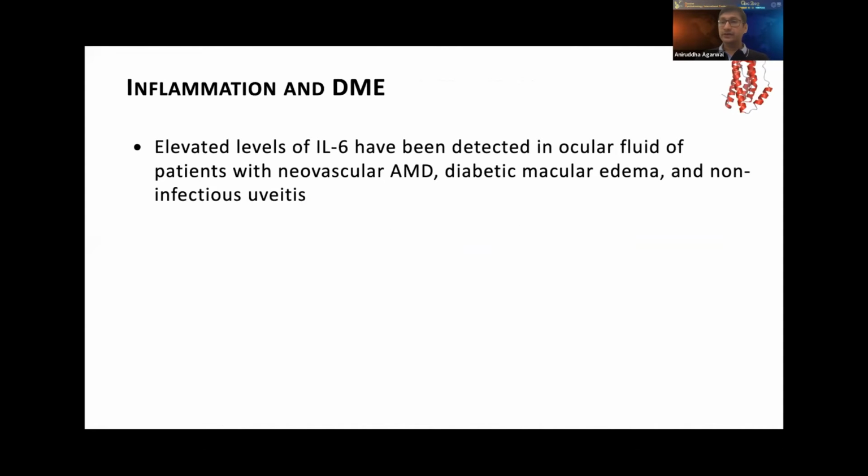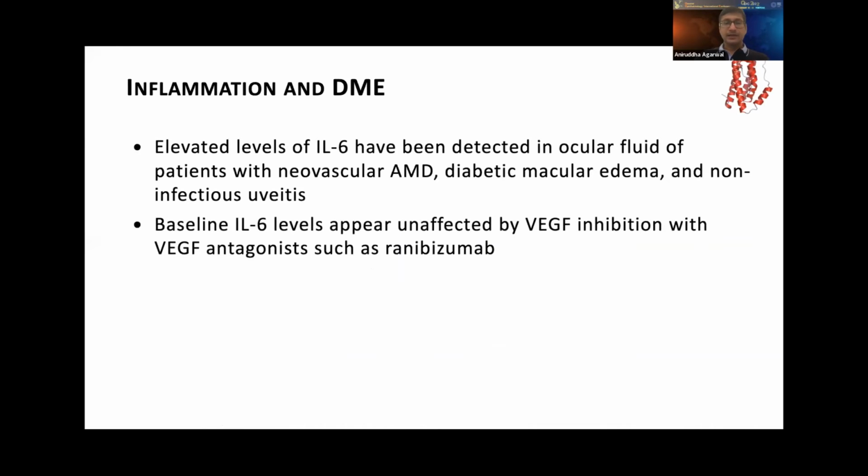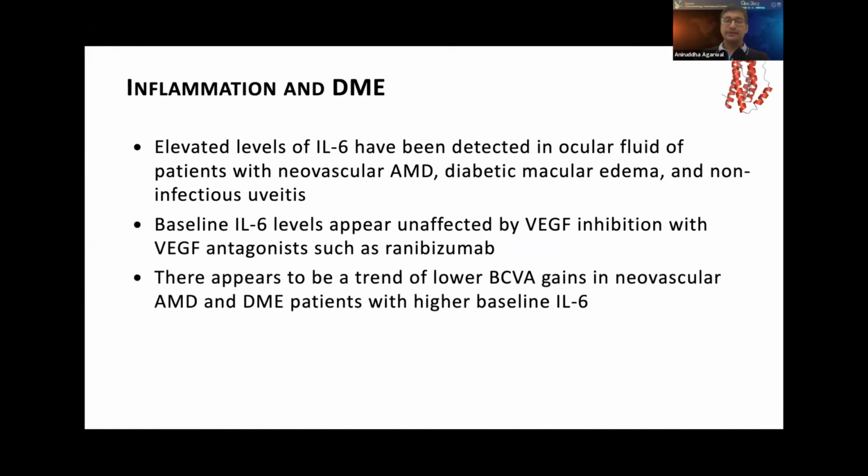And elevated levels of interleukin 6 can be detected in ocular fluids, not only of DME, but now we know it happens also in AMD and also in non-infectious uveitis. And baseline IL-6 levels are not affected by VEGF inhibition. So use of ranibizumab is not going to change these interleukin 6 levels. And there appears to be a trend of lower BCVA gains in eyes with AMD and DME with higher interleukin 6. Now, of course, we cannot measure interleukin 6 levels in all eyes before we start treatment, but this is something that we must keep in mind.